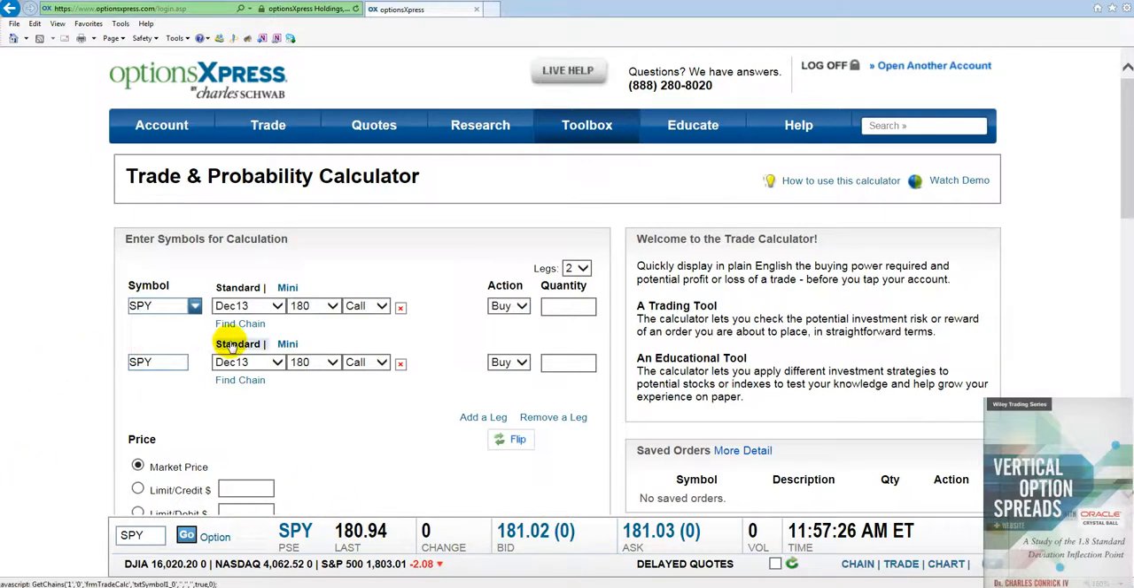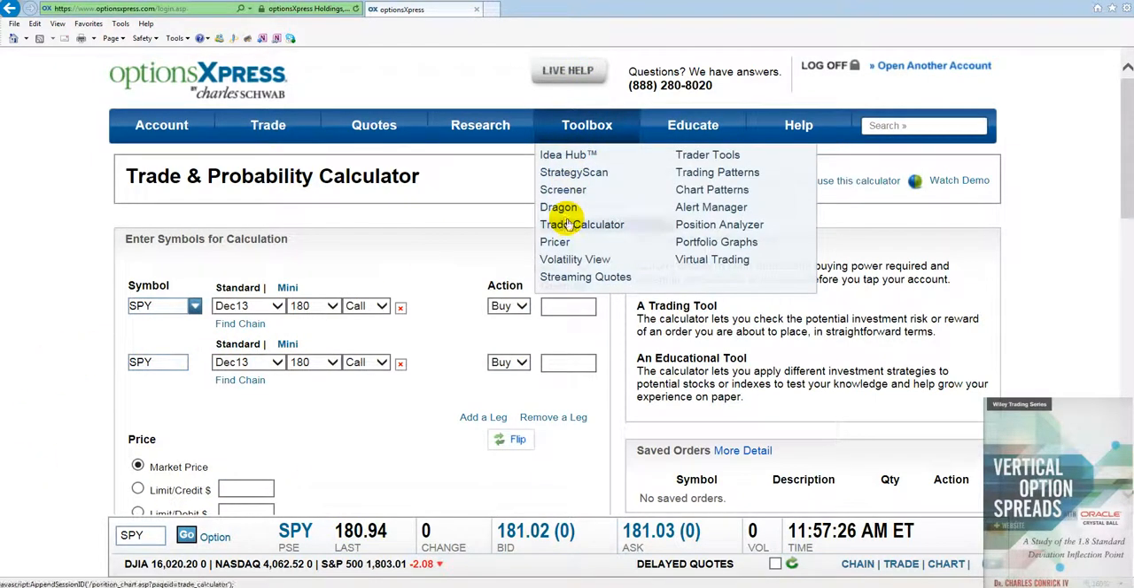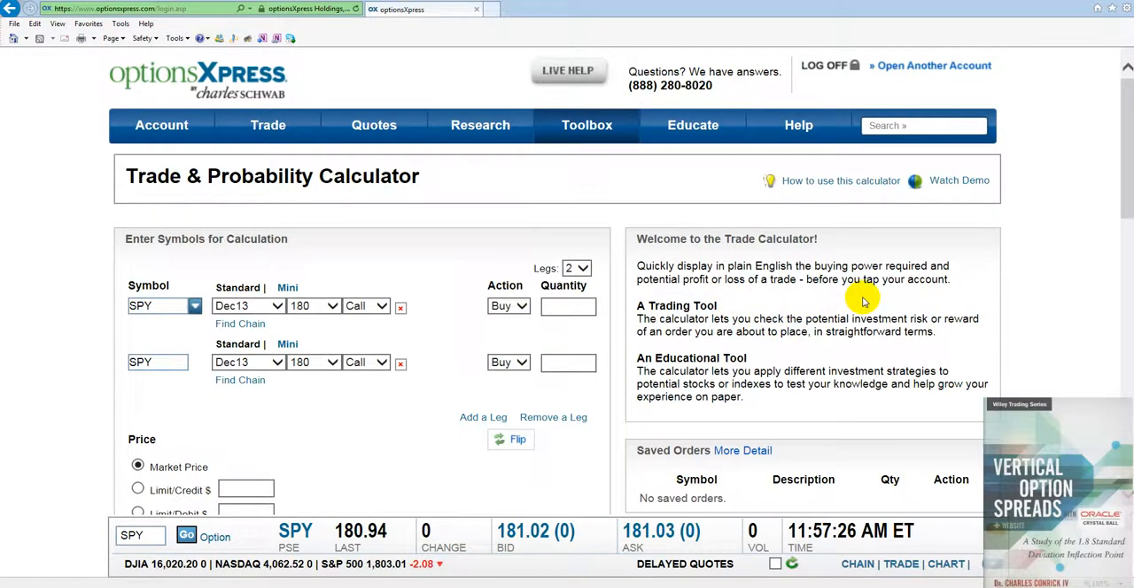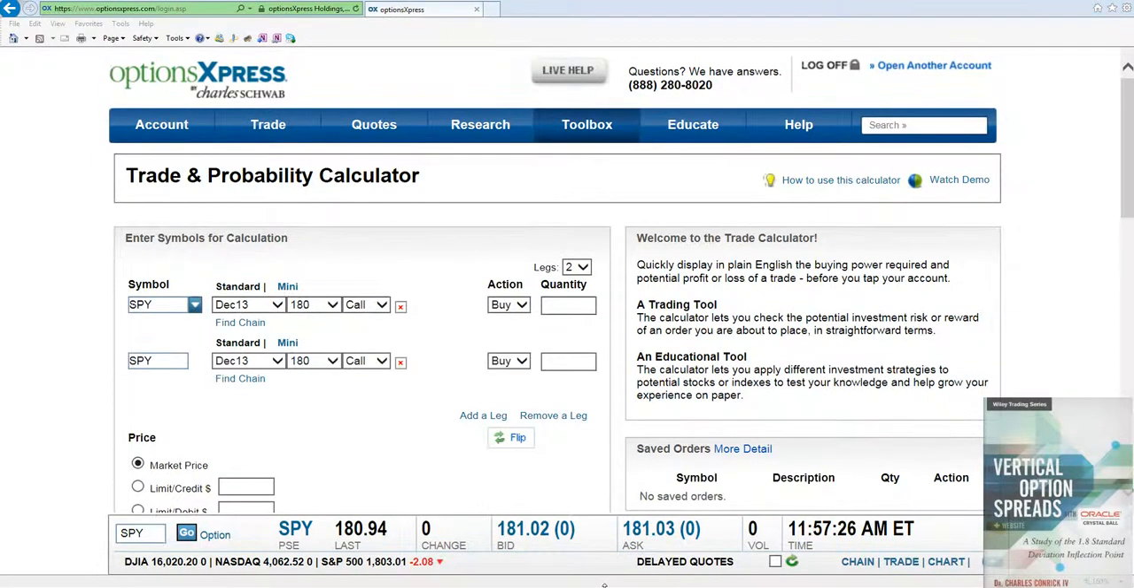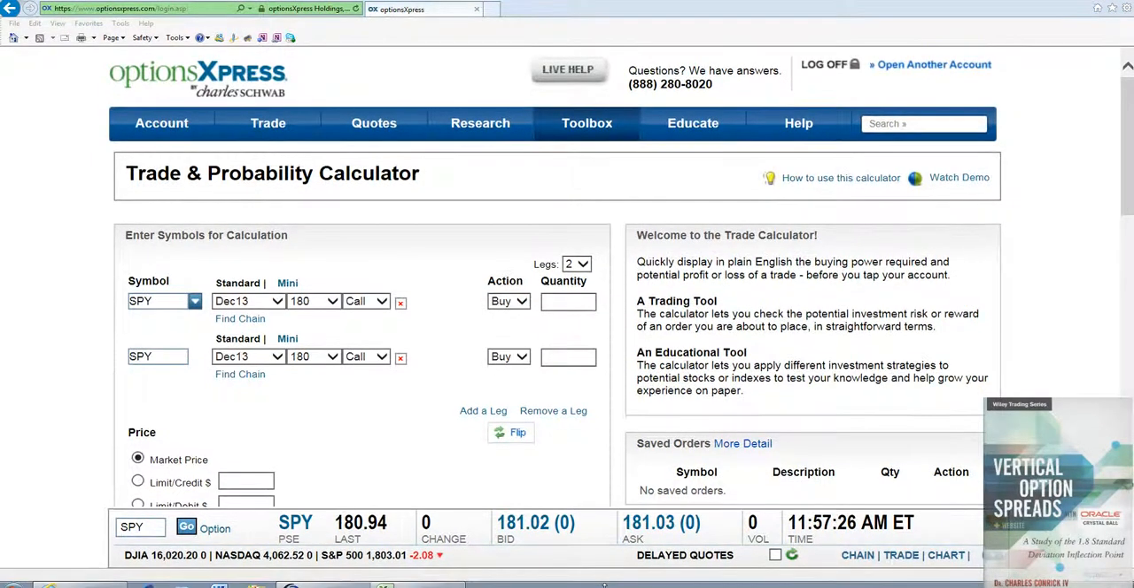So that being said, we're going to set up the trade in the probability calculator, where you can go into the toolbox, down to trade calculator. That's where I've gone to. And today is December the 8th, 2013. The SPY closed on Friday at 181, just under 181. That's close enough for government work, I think, for us.